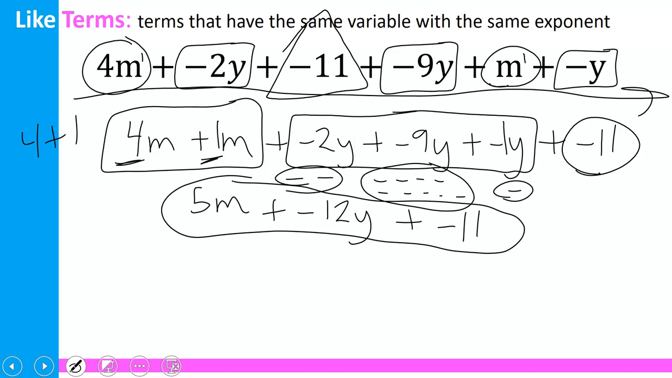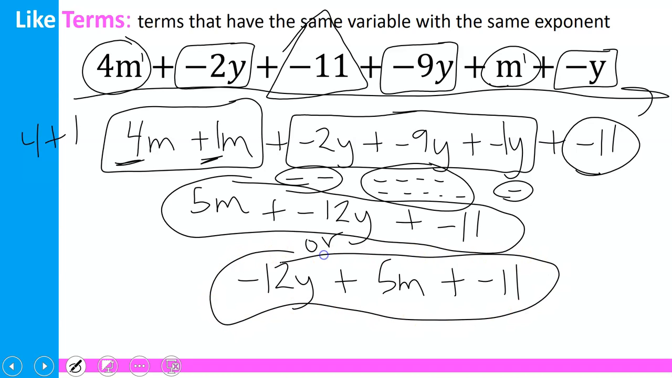I could also switch the order using the commutative property of addition. So I could put the negative 12y first, then the 5m, then the negative 11. There's actually many different ways for me to write this. So just know that as long as you make sure to keep the 12 a negative, the 5 a positive, and the 11 a negative, you can switch the order using the commutative property of addition.